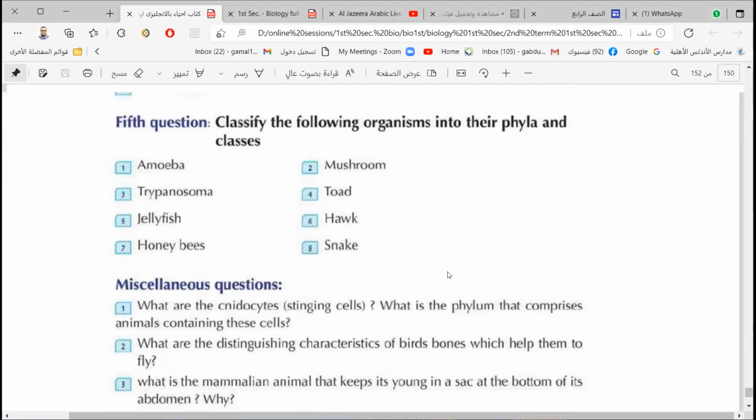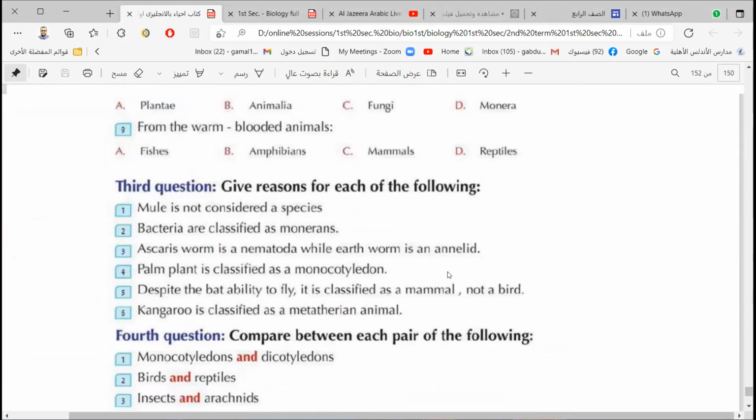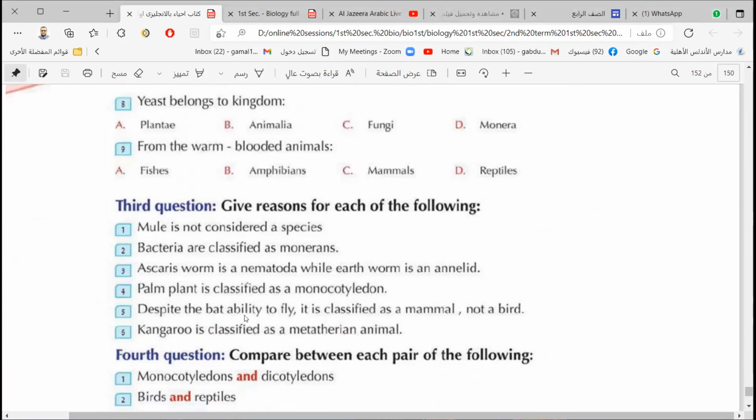Our last question today: despite the bad ability to fly, it is classified as a mammal, not a bird. Who can answer? Ruqayya, can you answer this? Why is the bat a mammal, not a bird? Does it give birth or lay eggs? Give birth. Because it gave birth. And they have mammary glands. The female have mammary glands. They can feed the young by milk. So they are mammals, not birds.